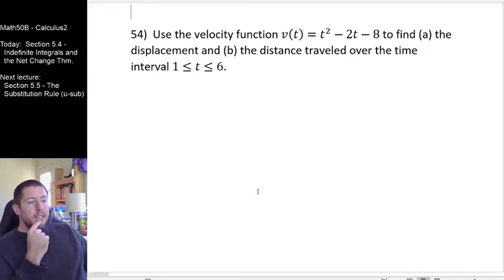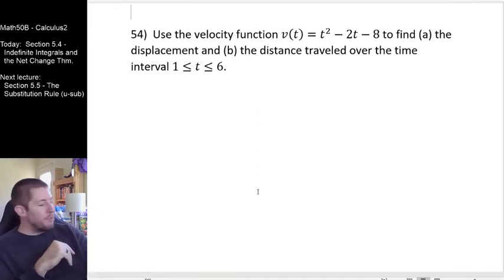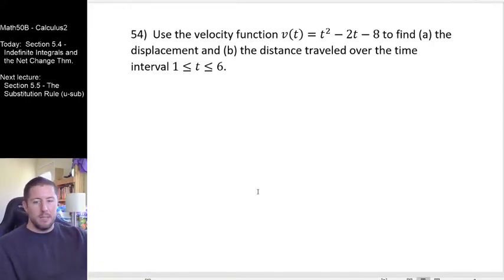So we're going to use this velocity function to find the displacement and the distance traveled over the time interval 1 to 6. All right, so real quick, let's talk conceptually about the difference between displacement and distance. Because these two things are very, very easy for us to overall confuse here. All right. When we're talking about displacement, what I really want to know is how far away am I at the end than I was at the beginning?